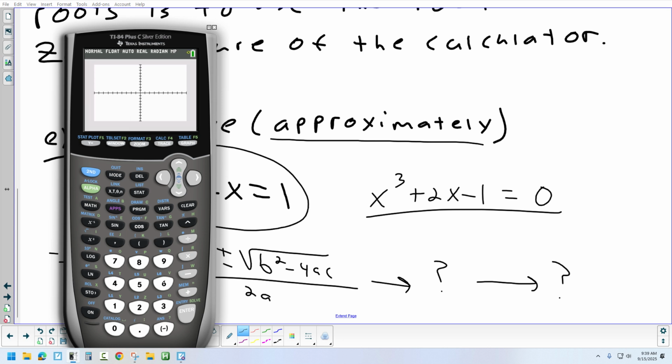Okay, we'll start with Zoom 6 and see how that looks. So what do we think? Is that a good window for this graph? I think it is. Yeah, it's a good window.